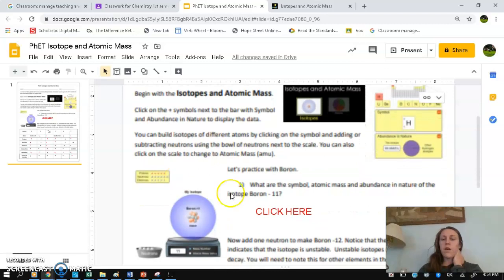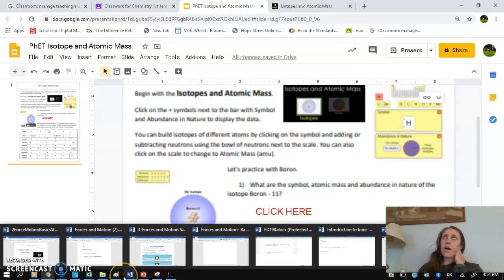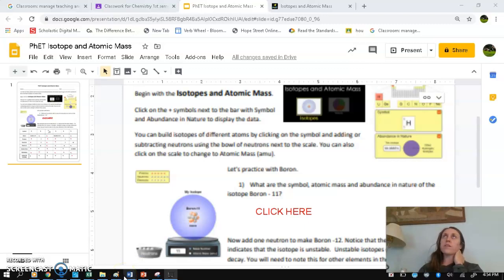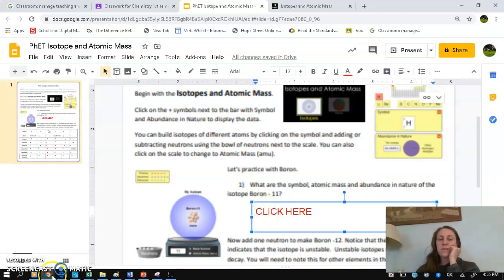All right, let's practice with boron. I know I'm boroning you guys with chemistry, but boron's actually pretty cool. It's a cleaning agent. It's above aluminum, so it's a metal, but it's not really a metal. It's kind of crazy. It's a metalloid. So what are the symbol, atomic mass, and abundance of the isotope boron? I'm going to go ahead and click that for you.